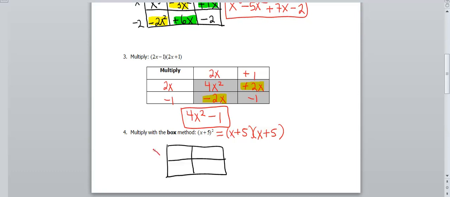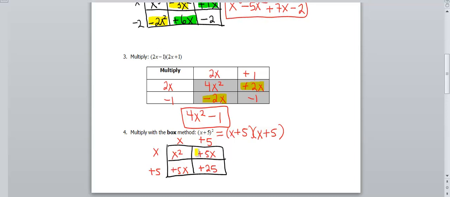So on one side I'm going to have my x plus 5. Along the other side I'm also going to have an x plus 5. So obviously it's the same thing because it's squared. So when you multiply x by x you get x squared. Multiply x by positive 5, you get a positive 5x. Multiply positive 5 by x, you get a positive 5x. Multiply positive 5 by positive 5, you get a positive 25.